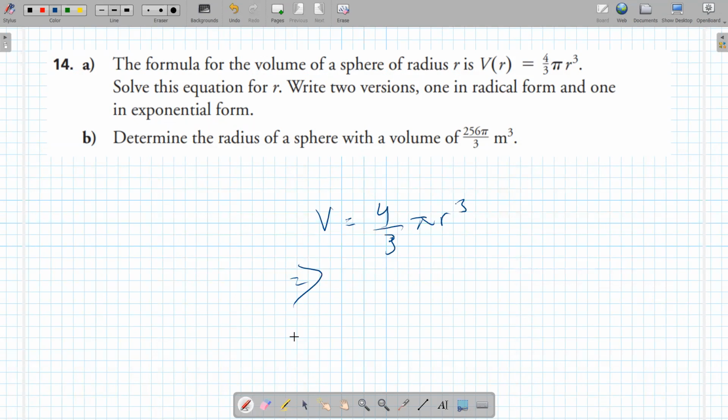Basically it involves moving. Whenever we're trying to solve for something, just move everything else to the other side. So here it would move 4 over 3 to the other side, the pi to the other side, and the cube to the other side as well. What do you think we do here? The final answer will be in this form. r is going to be by itself, and then we're going to have some expression on the other side.